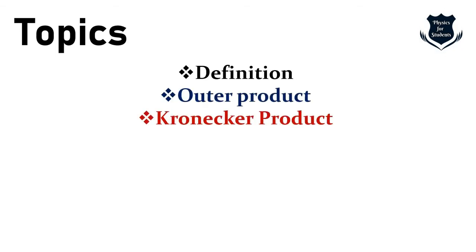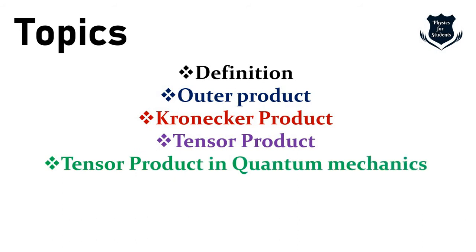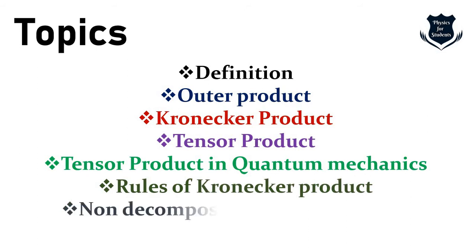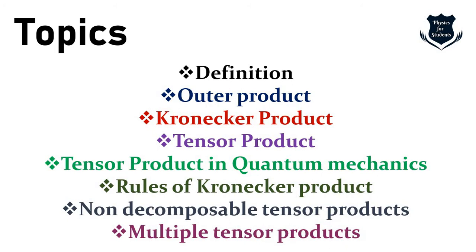The topics that we would be covering in this video are the definition, what is called an outer product, the Kronecker product, what the tensor product is and how we can build on tensor products. We are also going to look at the application of tensor products in quantum mechanics, the rules of the Kronecker product, non-decomposable tensor products, and how we can write and understand multiple tensor products. So this is the agenda of our video today.